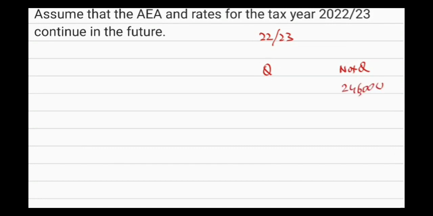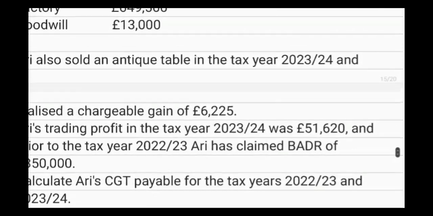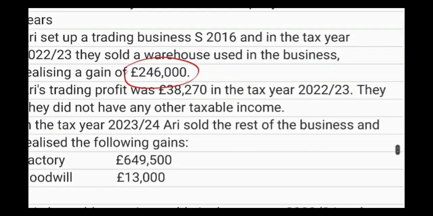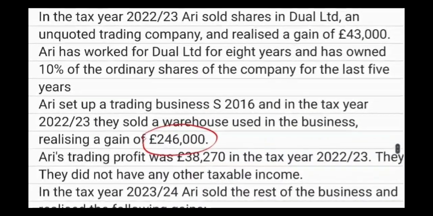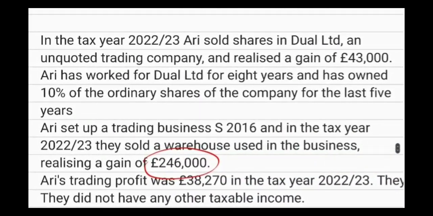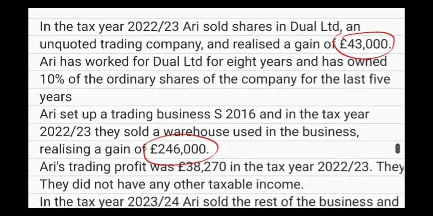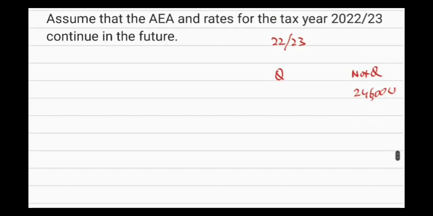Business asset disposal relief is provided when the partnership or trading business ceased. Because in 22-23 the business has not ceased, on the sale of the warehouse the business asset disposal relief cannot be claimed. In 22-23, he has also sold shares and realized a gain of 43,000. So this 43,000 will be considered as qualifying for the BADA relief.